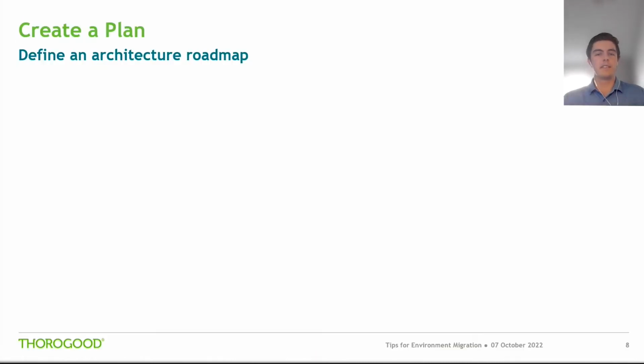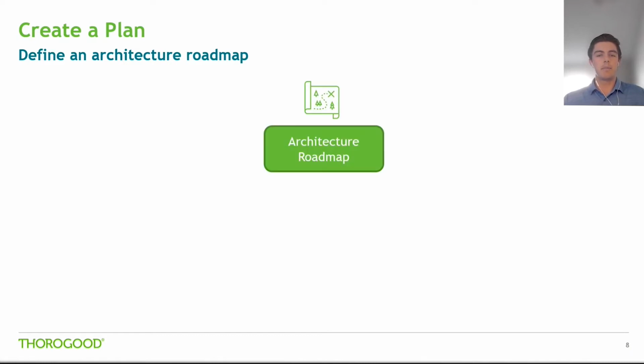Second, create a plan. Before beginning any migration, it is important to understand the requirements and create an overarching architecture roadmap, both of your existing architecture and of the architecture you plan to migrate to. By creating a roadmap of each environment, you're able to design the migration that is necessary by creating a source-to-target mapping of data and resources.